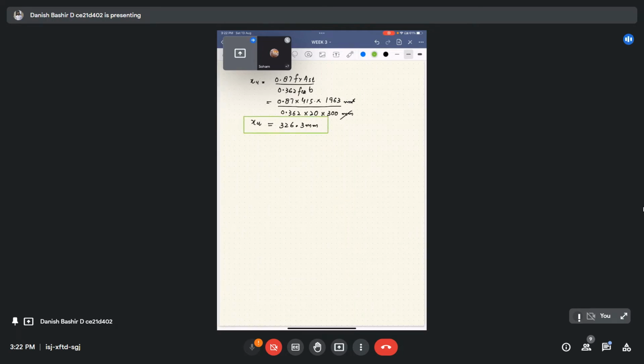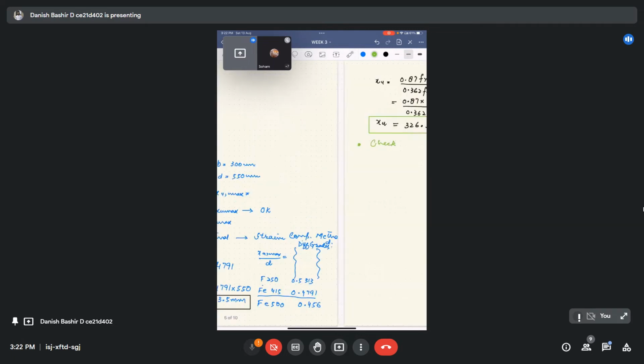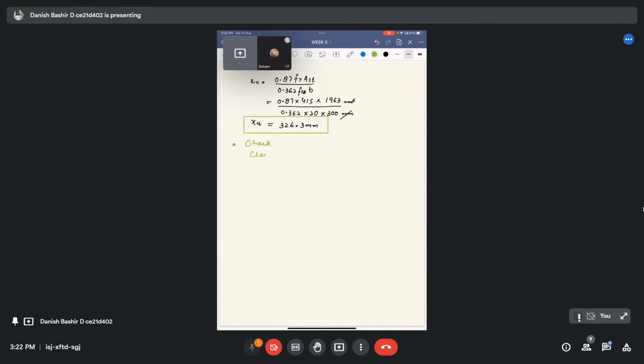Okay. Now we have to check. XU is 326.3, but XU max is 263.5. Clearly, our XU is greater than XU max. So we have to calculate the actual depth, which we will do by strain compatibility method. You would have asked the question here: what is the meaning of this? XU is greater than XU max.